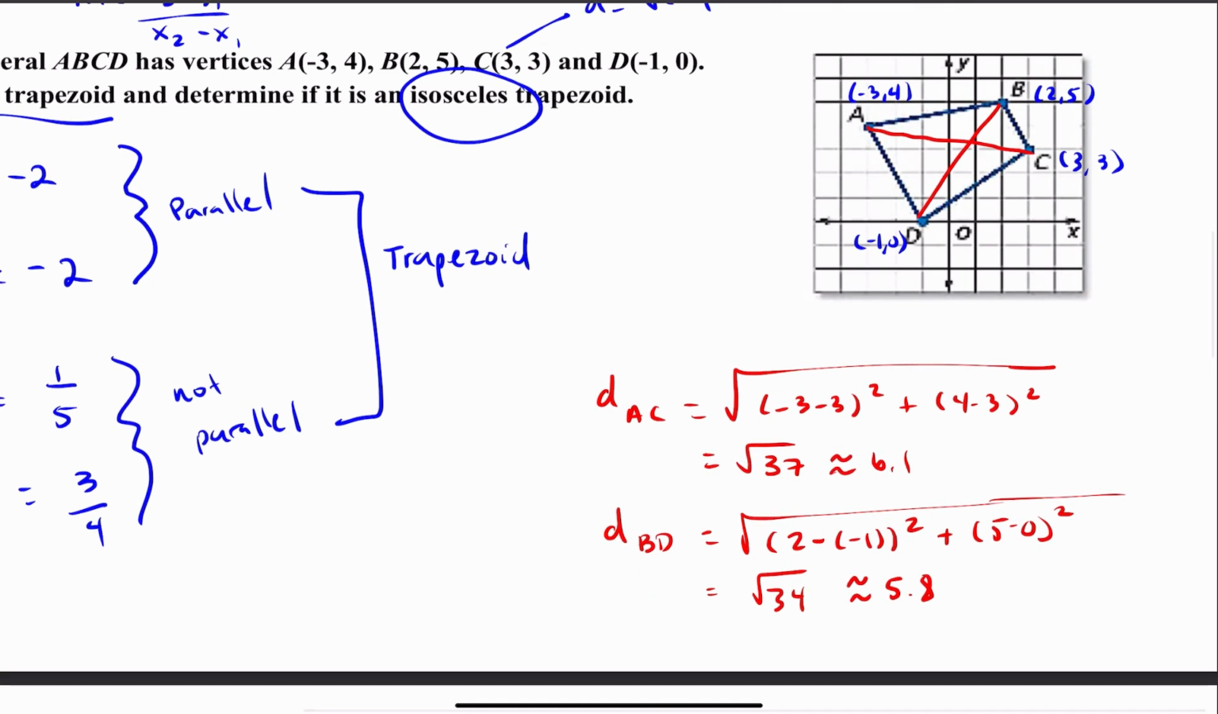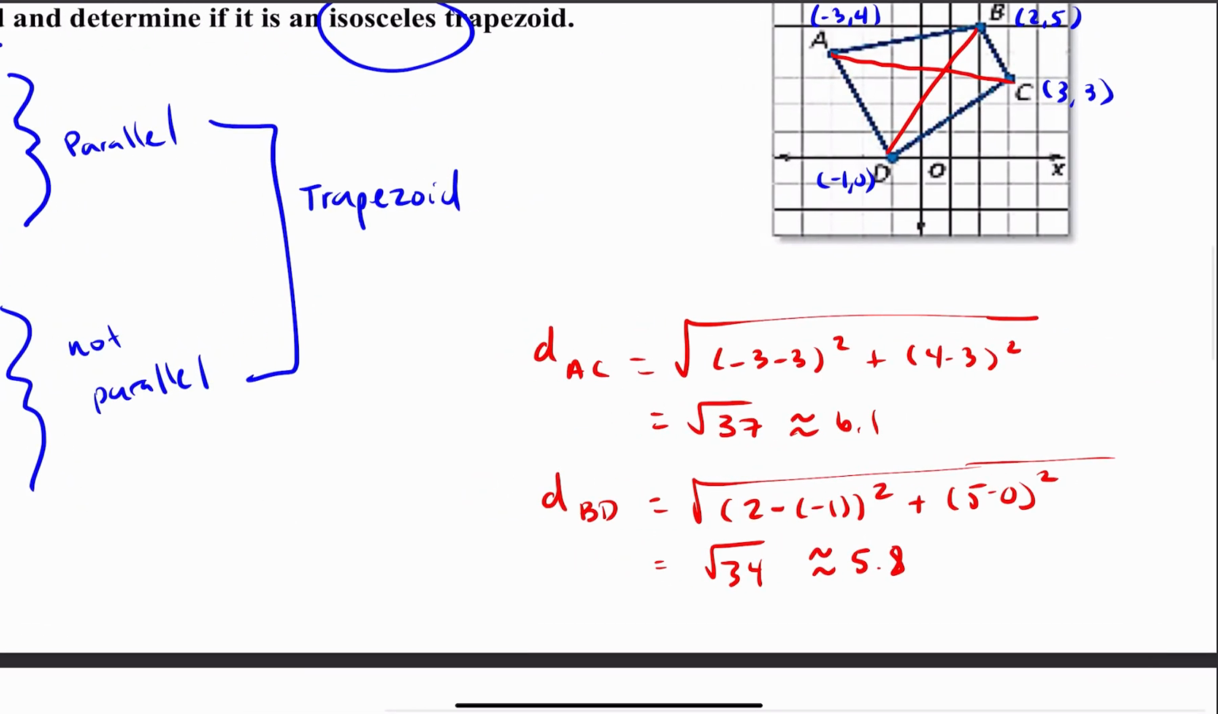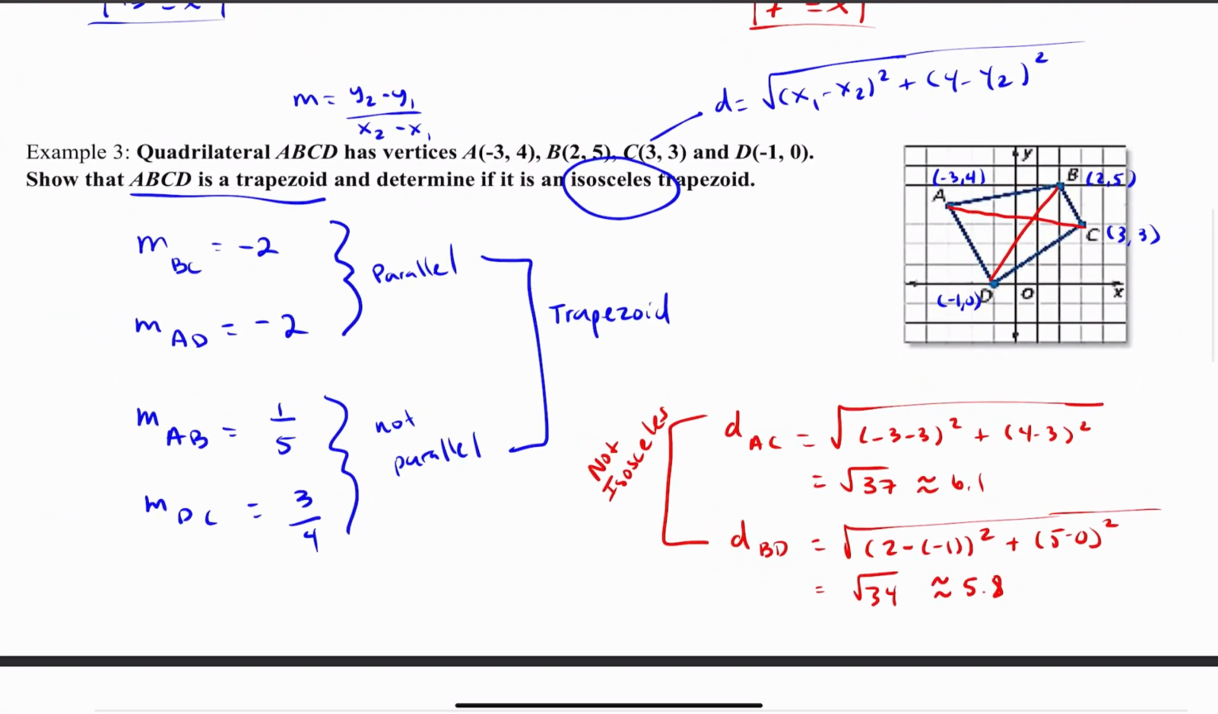So I know that this figure is a trapezoid. I proved it by calculating the slopes of the sides. And I found the distance of the two diagonals here. I know that these two diagonals are not congruent because I already calculated them. So is this an isosceles trapezoid? Absolutely not. With the information here, it's not isosceles. Did I spell that right? Hopefully I did. It's not isosceles, but it is indeed a trapezoid. Okay, so that's the notes for example 3.